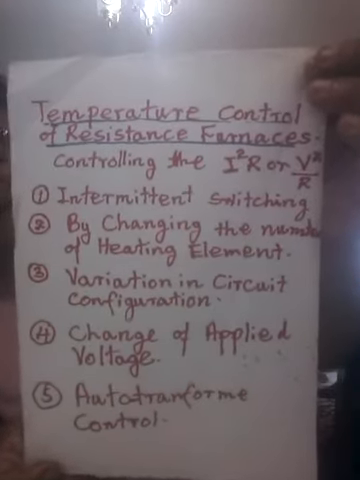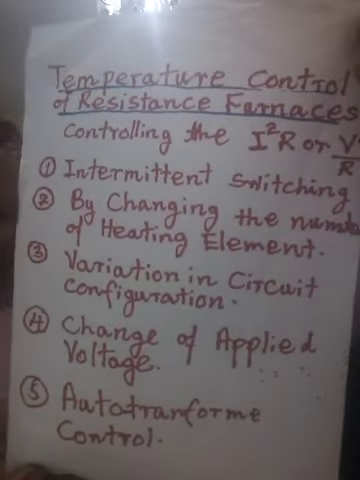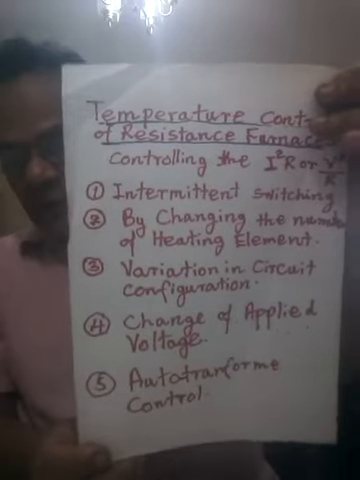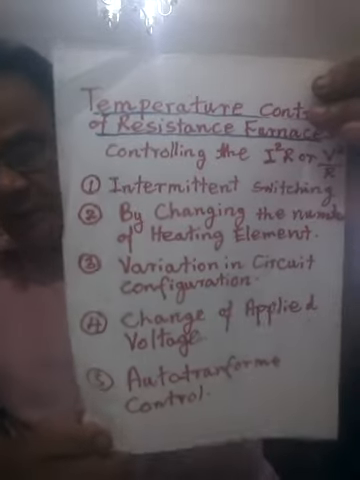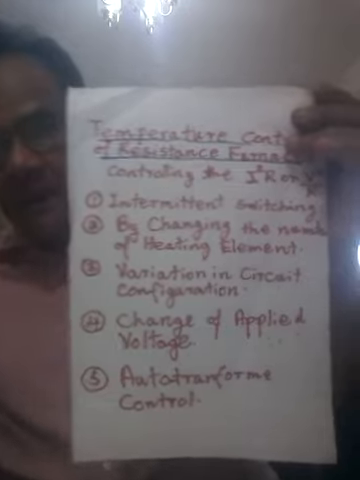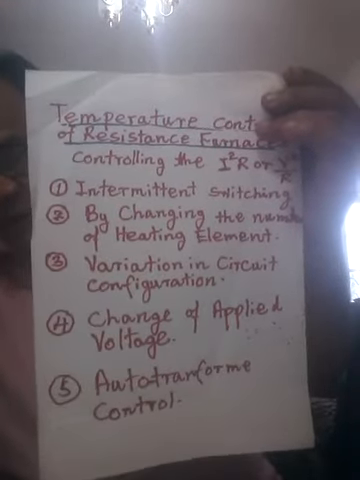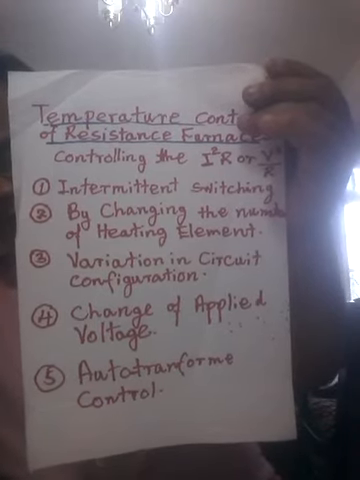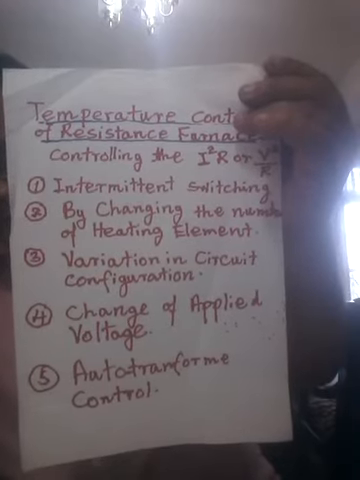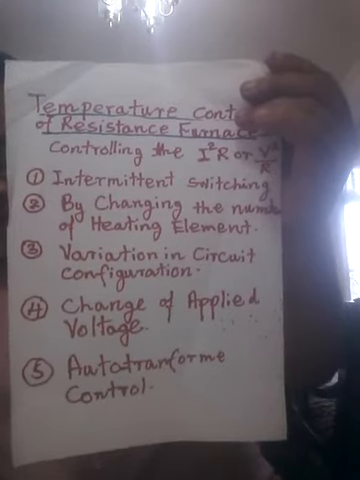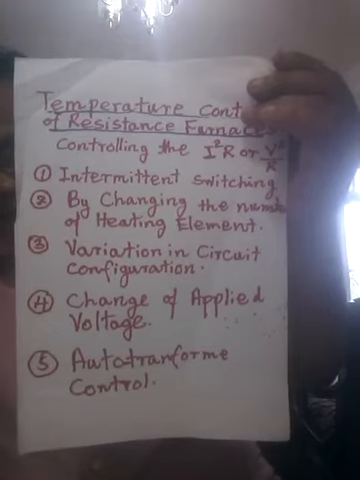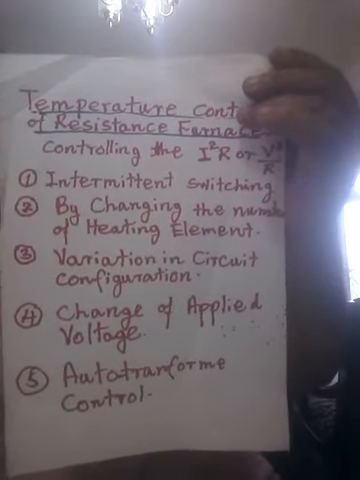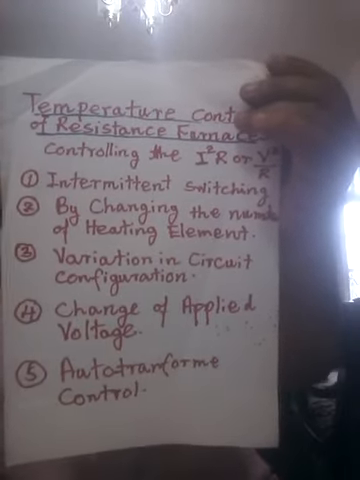Number two, by changing the number of heating elements. How to change? Some electric resistance heating can use several resistance elements, connected in different ways. For example, in an electric oven the heating can be changed by how many elements are used. This change in the number of heating elements is also easy to do.